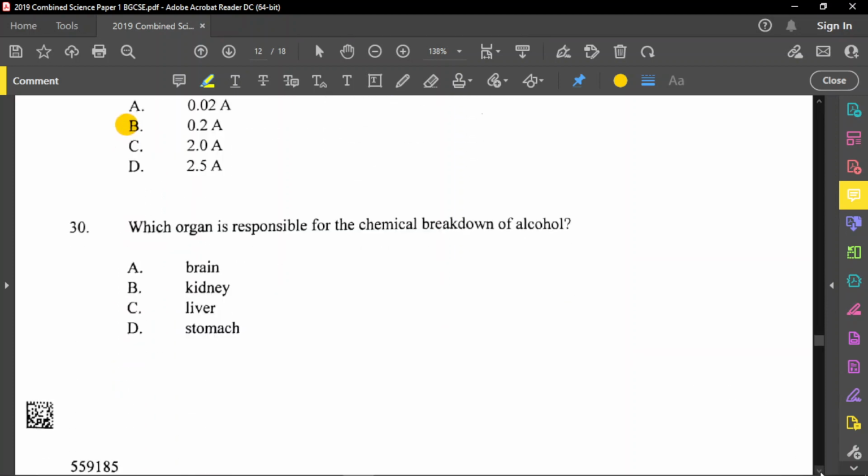30. It said, which organ is responsible for the chemical breakdown of alcohol? And we know that straight off the bat is the liver. The liver detoxifies the body, okay? The kidneys only get rid of the waste, the metabolic waste, such as urea, okay? The brain does not chemically break down anything. What the brain does may send hormones and other signals for these things to happen, but the brain itself is not causing a chemical reaction. Stomach, nah, not to break down alcohol, right? But of course, digestion of proteins takes place within the stomach.